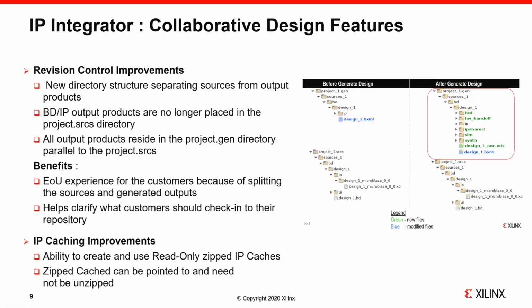We took a big step towards improving revision control. We have significantly reduced the number of files that need to be checked in for revision control. For both BD and IP, output products are no longer generated in the sources directory. Rather, they will be placed in a parallel directory called project.gen. Going forward, you only need to revision control the files in the sources directory. Under IP caching improvements, you can create and use read-only zipped IP caches.